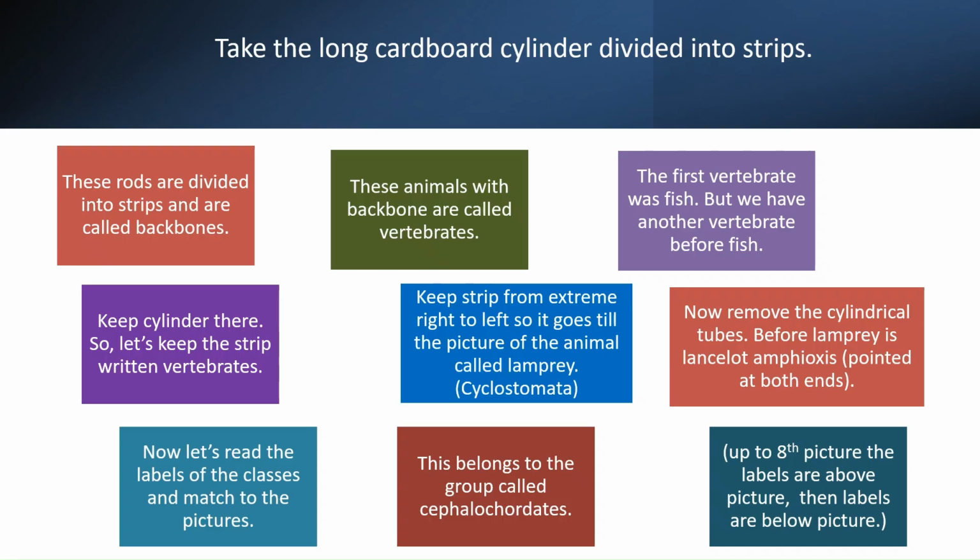Before lamprey is lancelet, amphioxus, pointed at both ends. This belongs to the group called cephalochordates.